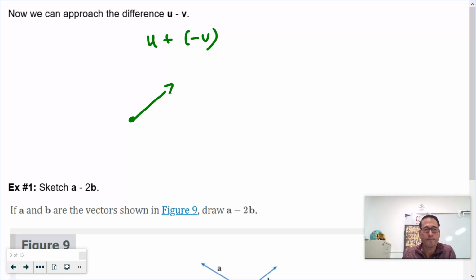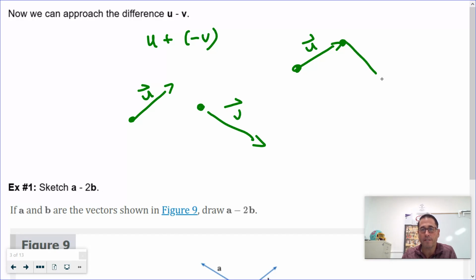Okay, so that's u. And let's say v goes off in this direction here and has that magnitude. Okay, and that's v. And let's say we want to add, so that means at the end of that, I'm going to add my v, which would go down like this.